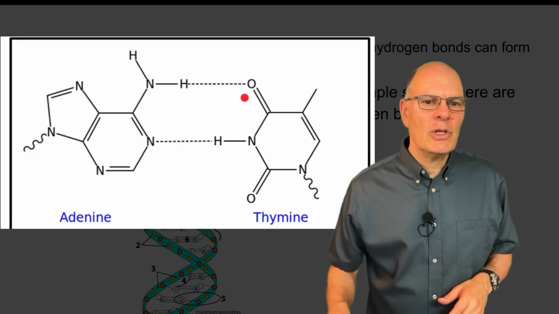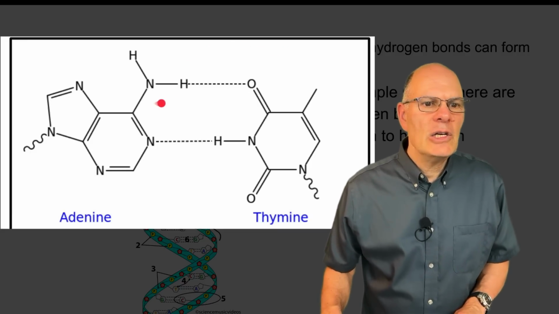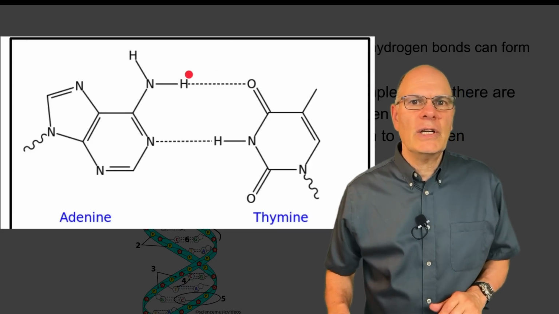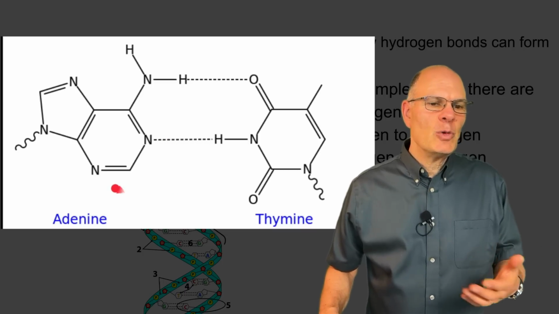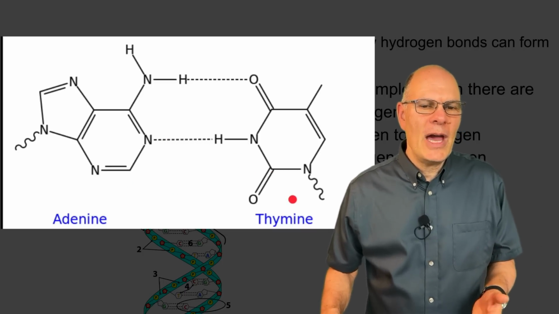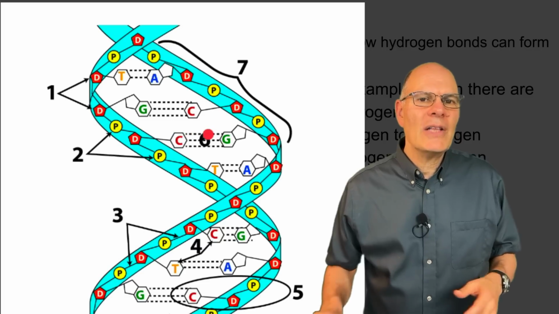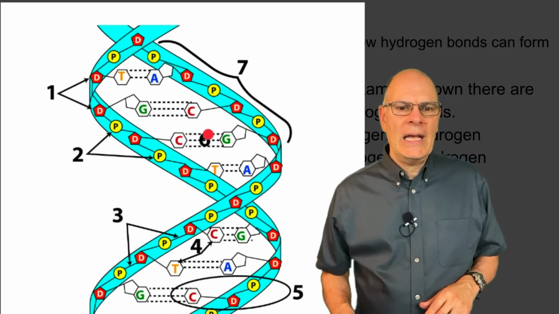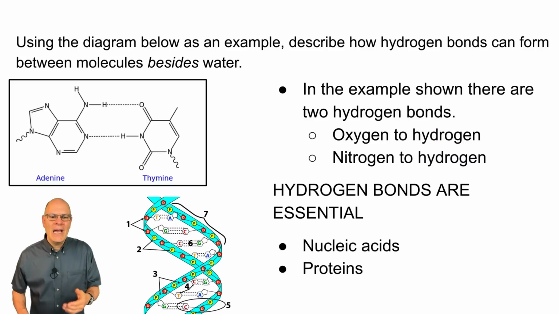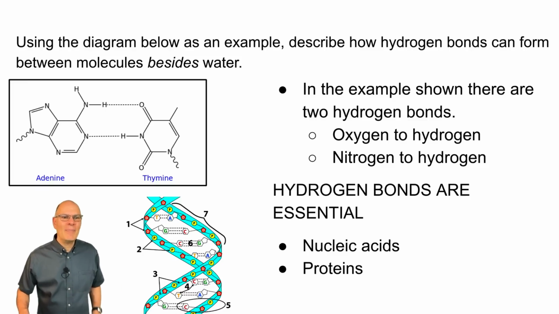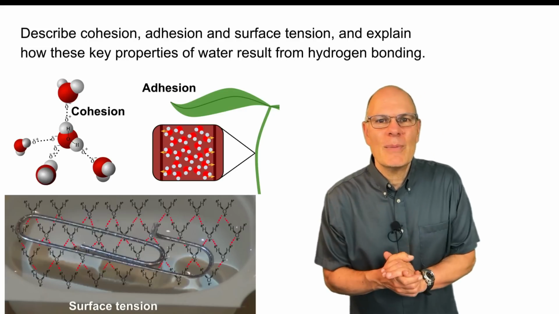So in this example, there are 2 hydrogen bonds, and here's one, oxygen to hydrogen over here. Here's another one between nitrogen and hydrogen. This is between the nitrogenous bases adenine and thymine. And these are the hydrogen bonds that hold together DNA. Hydrogen bonds, again, are essential. They're key to the structure of DNA, RNA, proteins. You'll meet them again and again throughout your biology course, and they're important to know for the AP Bio exam as well. So now let's look at some of the consequences.